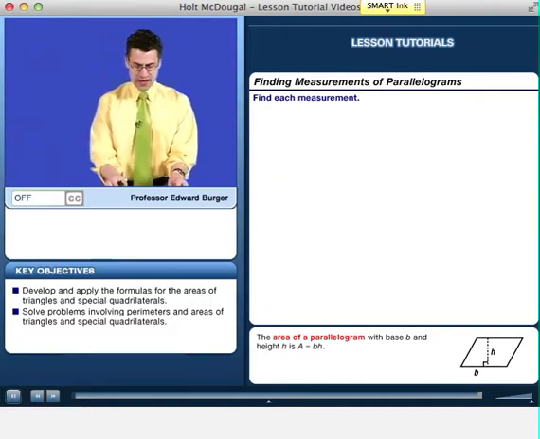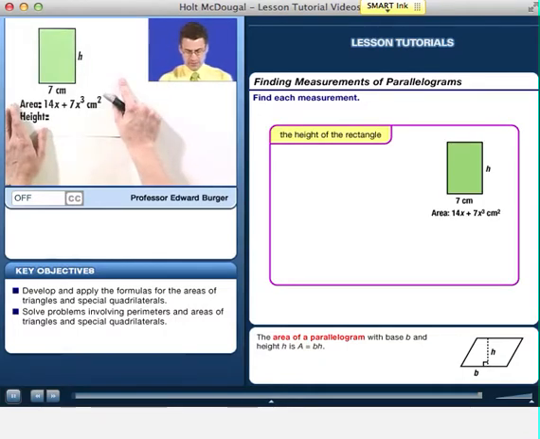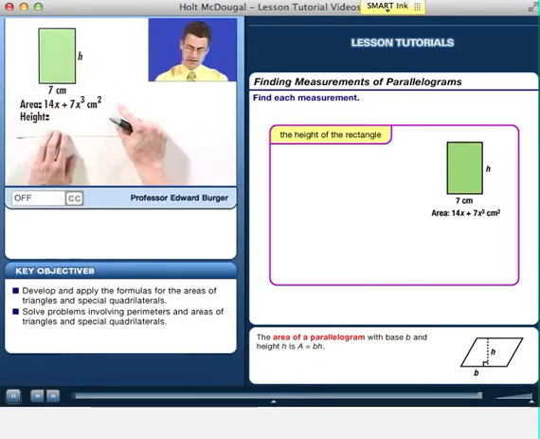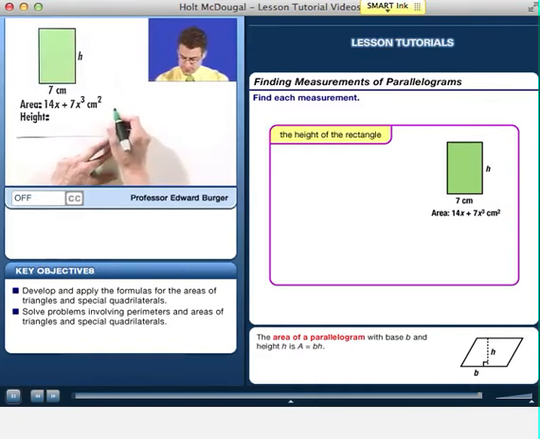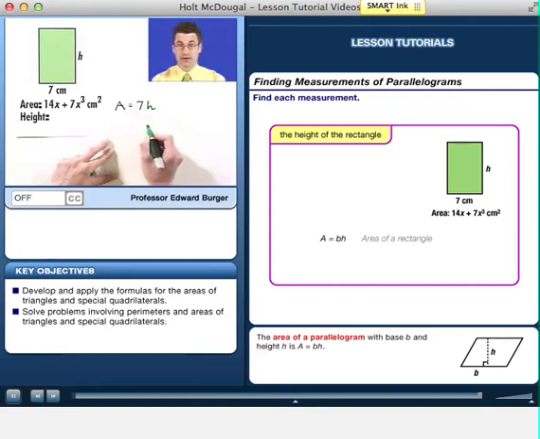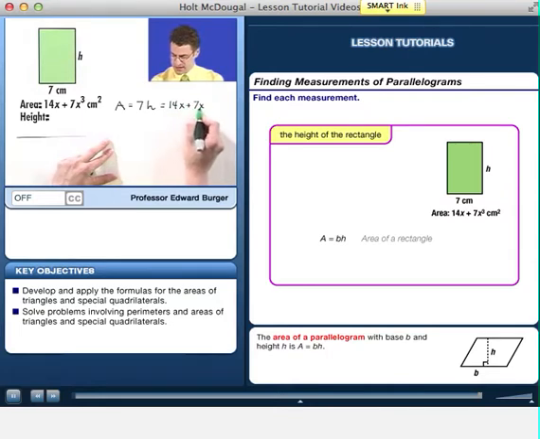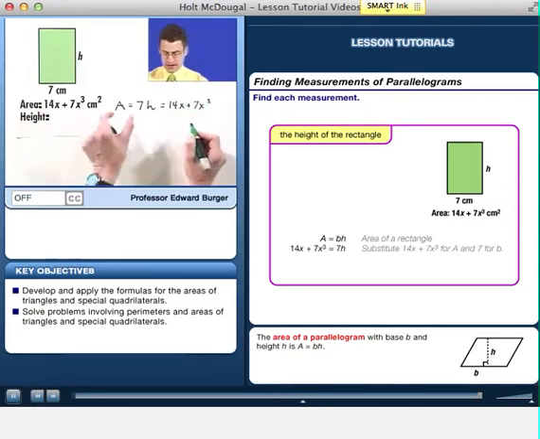All right, so let's just take a look at a regular old-fashioned rectangle. The base is given to be 7 centimeters. The height we don't know. We're just calling it h for now. And the question is, what's the height if we get one extra piece of information? The area is this algebraic expression, 14x plus 7x cubed. Well, we know that area equals base times height. And that's going to equal 14x plus 7x cubed, because that is the area after all.